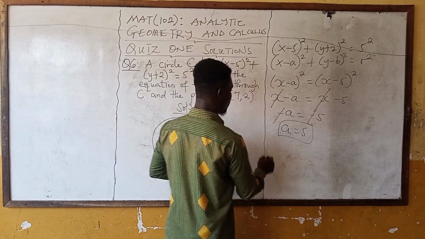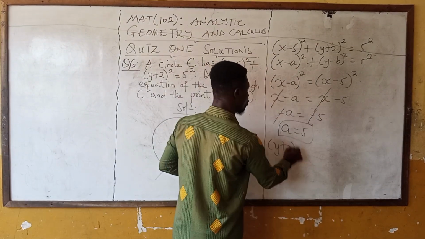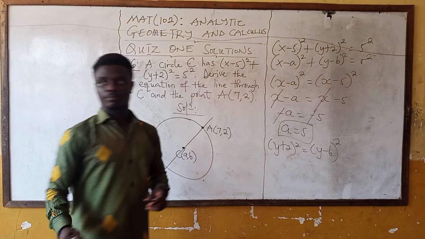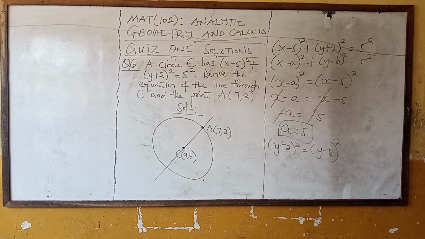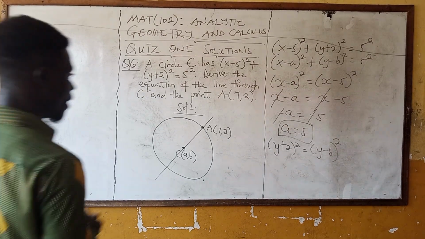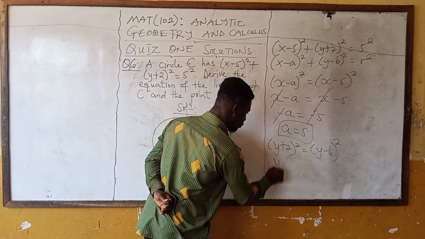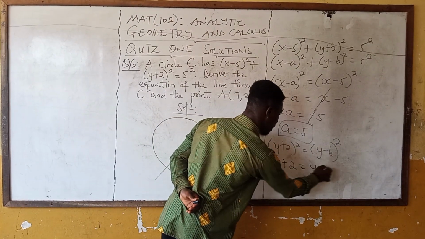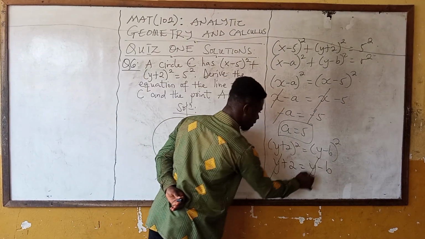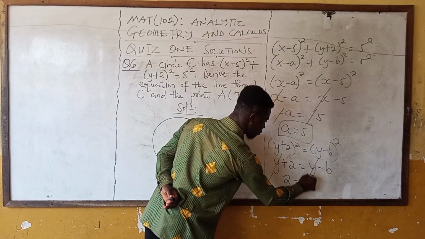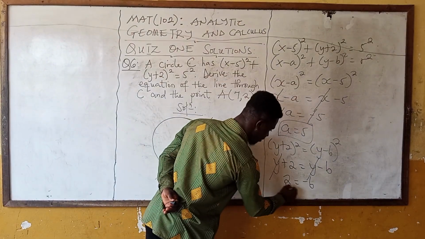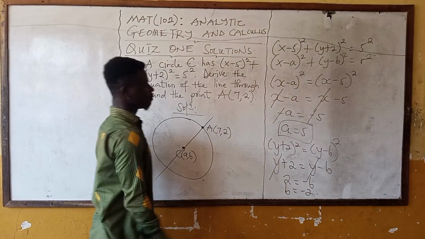Then we have (y plus 2) whole squared equals (y minus b) whole squared. Here too, we introduce the square root, and we get y plus 2 equals y minus b. Now this y cancels that, so we get 2 equals negative b. We divide both sides by negative 1, and we get b equals negative 2.